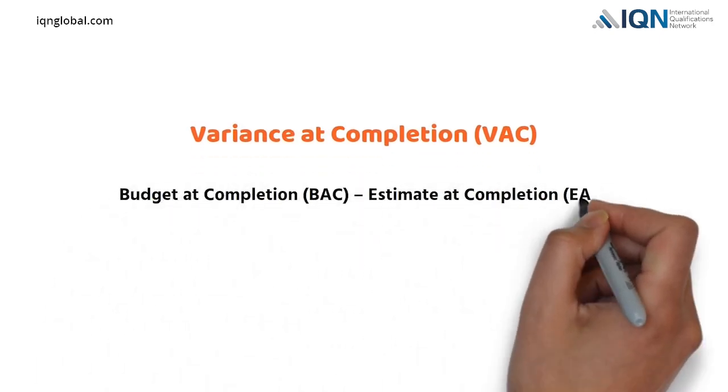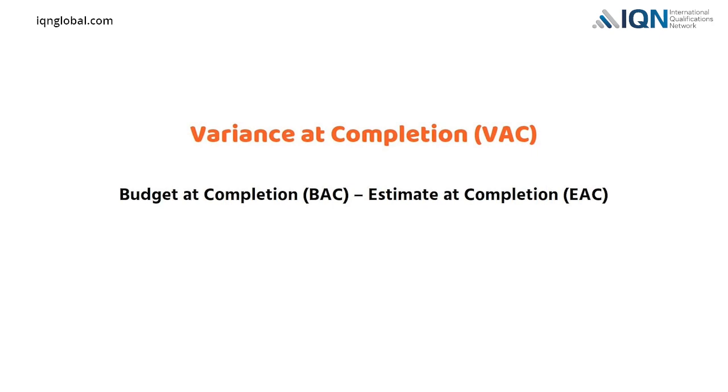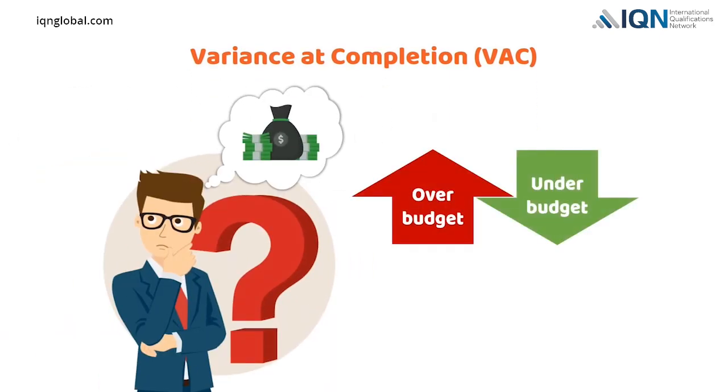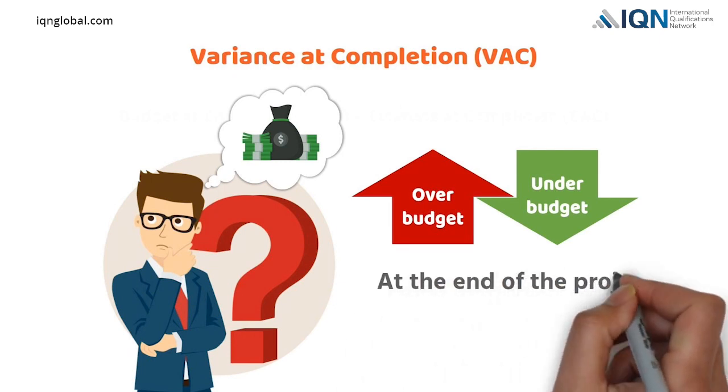Now let's introduce the concept of variance at completion, VAC, which is the difference between the original budget at completion, BAC, and the estimate at completion, EAC. Variance at completion, VAC, tells us how much over or under budget the project will be at the end of the project.